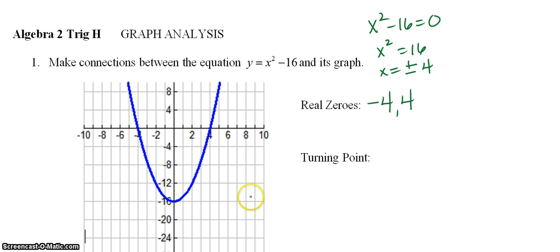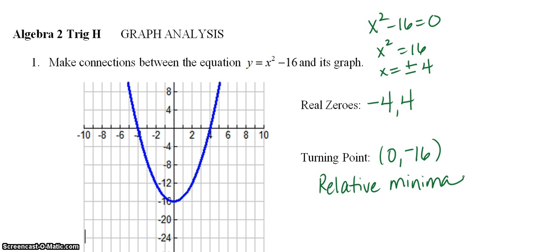The turning point is where a graph changes direction. So here the graph is decreasing, and then it changes and it goes to increasing. So we have a turning point at (0, -16). Now, when we were in the quadratic chapter, we called that the minimum, but because we're in polynomials now, there could be several minima, that's the plural, so we call this a relative minima.